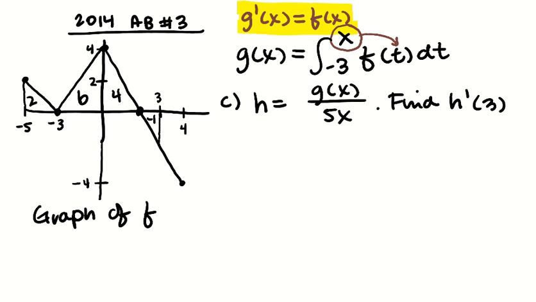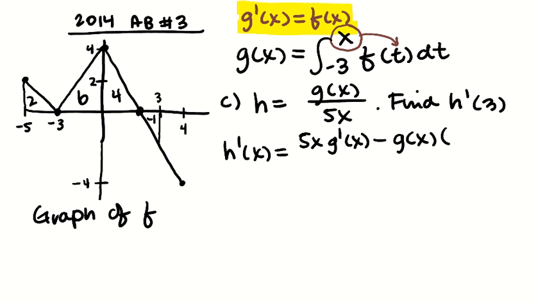Okay, next it's defining some function h by g of x divided by 5x, and find h prime of 3. Well, in order to find h prime of 3, first we need to find h prime of x. We're going to use the quotient rule. So that's bottom times the derivative of the top minus the top times the derivative of the bottom, divided by the bottom squared. But we know that g prime of x is equal to f of x, so that's something I'm going to just replace.